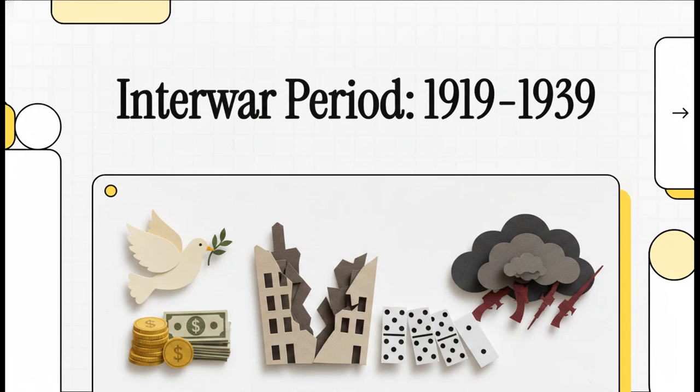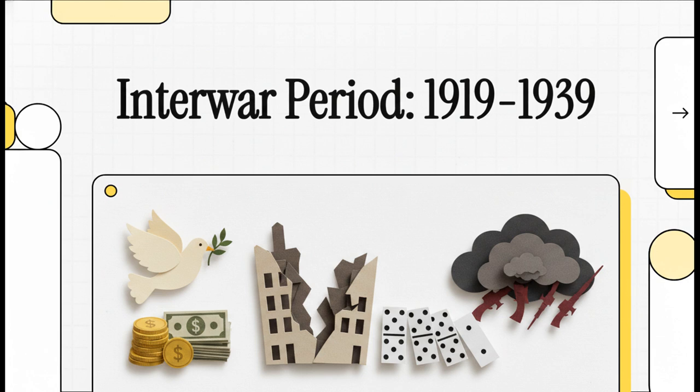Welcome to This Explainer. Today we're diving into a really fascinating and frankly terrifying 20-year domino effect. We're going to look at exactly how the world went from the so-called war to end all wars straight into an even deadlier global conflict. It is an incredible look at just how fragile global stability actually is. We're focusing on the years 1919 to 1939.